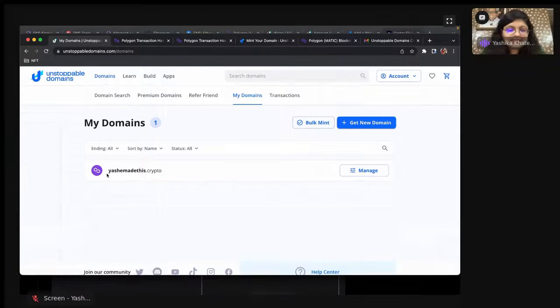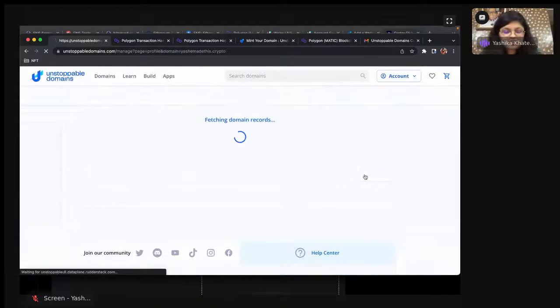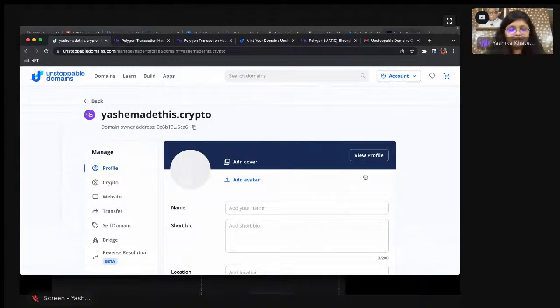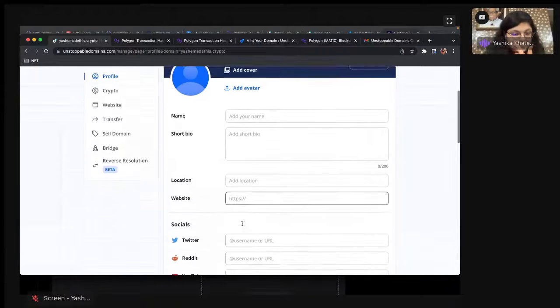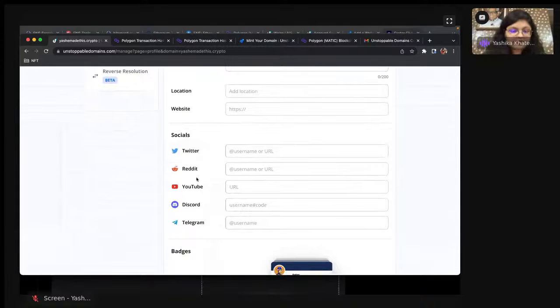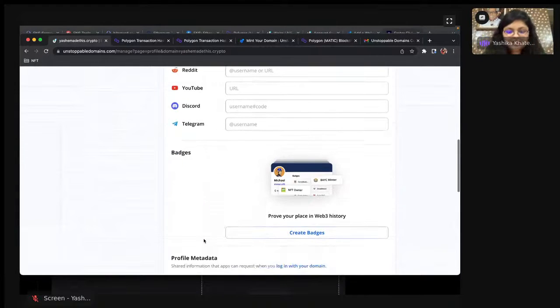Now let's check. Yes, you see, Yashi made this dot crypto is done. It's made. So now what I need to do, I just need to click on manage. And after I click on manage, it brings up the entire details that I can attach to this particular NFT. I can attach a profile picture, which could definitely be one of the NFTs that I own. I can add a cover like I do on my social medias. I can add an avatar, which could be the NFT. I could add my name, my short bio, where I am from, my website, all my links to Twitter, Reddit, YouTube, Discord, Telegram. Everything can come here.